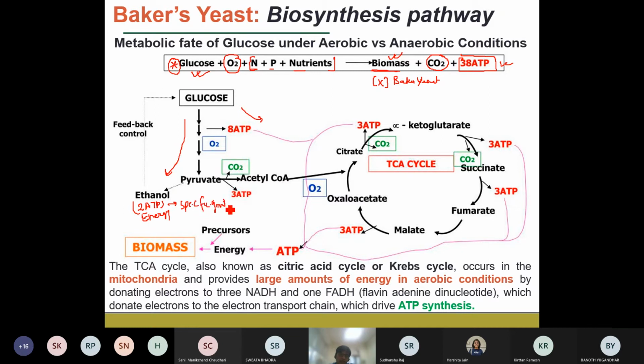Okay, so in this TCA cycle, we will see the steps of the TCA cycle and why we have such a high concentration of ATP. The presence of this high concentration of ATP, or the higher energy source, leads to an improved growth rate of the microorganism, or the growth rate of the yeast. And that's why the concentration of the biomass significantly improves.